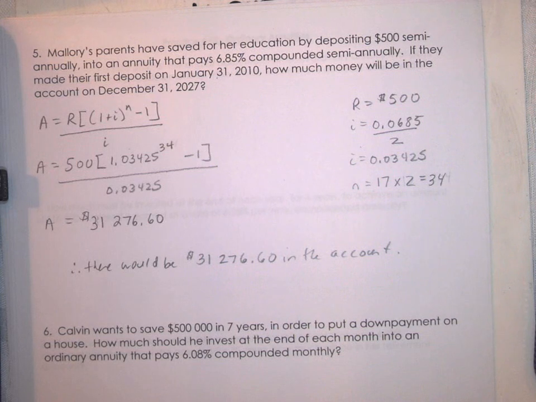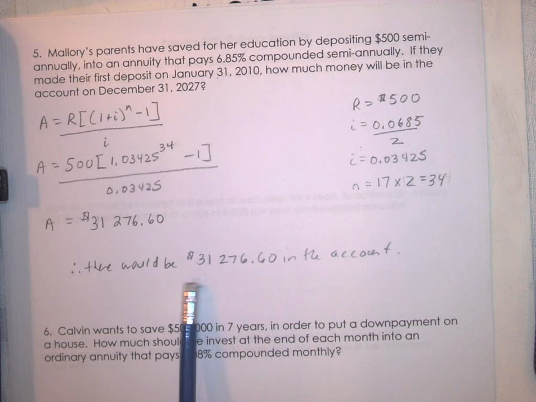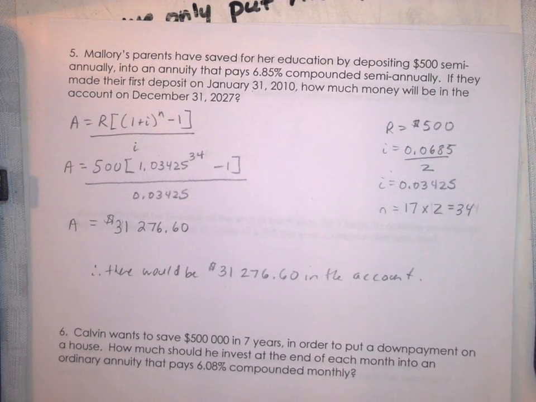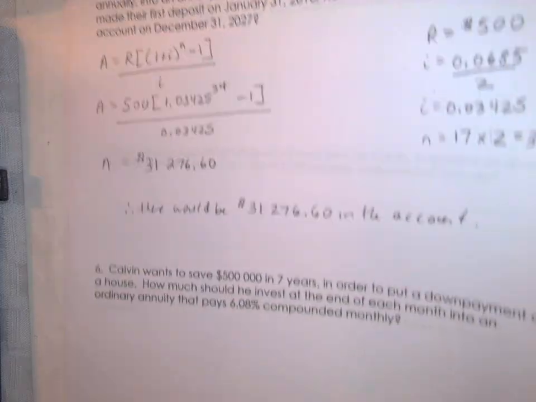If you just did 1,000 times 17, you'd just have 17,000, right? But because of the amount of time over 17 years, you actually have 31,000, which is almost twice as much. So interest is good, and it's good to save. And over time, that amount of interest you get really makes a difference.